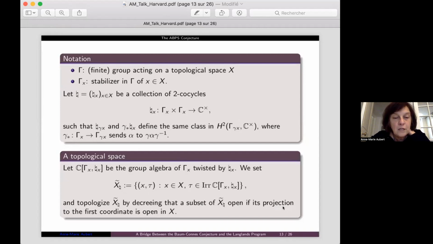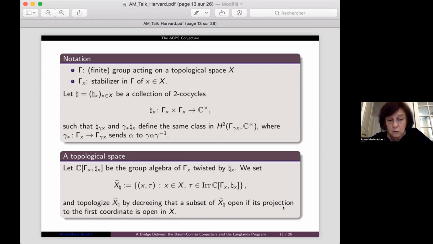And we can consider, for a finite group Γ acting on a topological space X, the isotropy group of each point of X, which I denote by Γ_x. And we assume that we have a collection of cocycles from Γ_x × Γ_x with values in C*, which have nice compatibility properties.